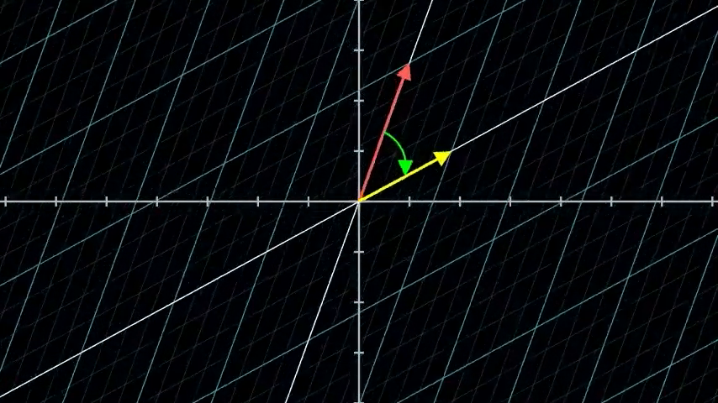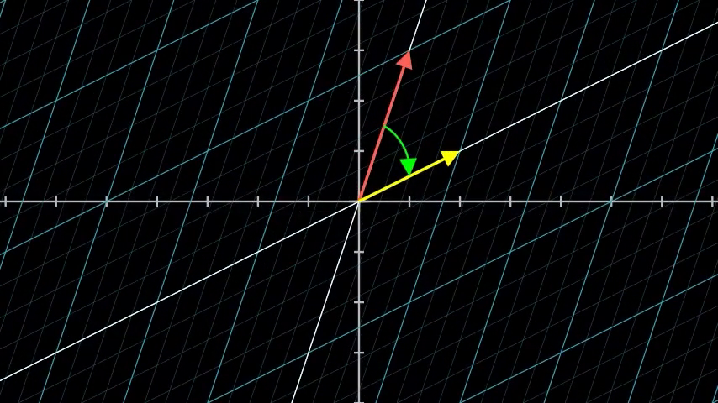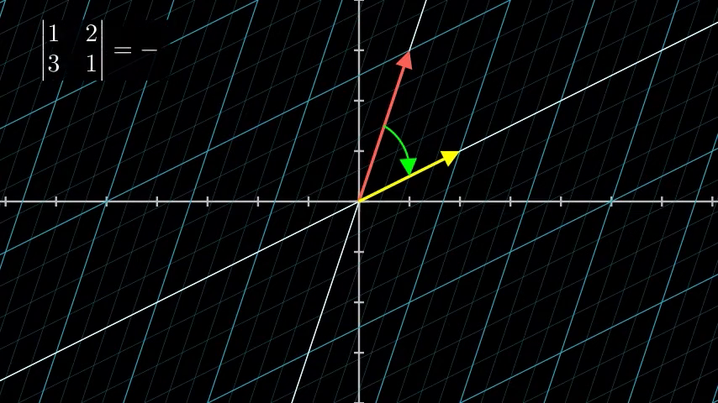However, when we apply the transformation, the direction of the angle changes. Now the angle is oriented clockwise, which is the negative orientation. The determinant of this transformation is -5. The negative determinant is what caused the angle to change orientation.